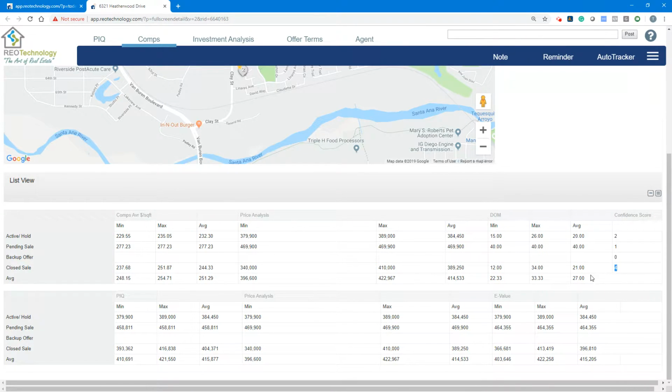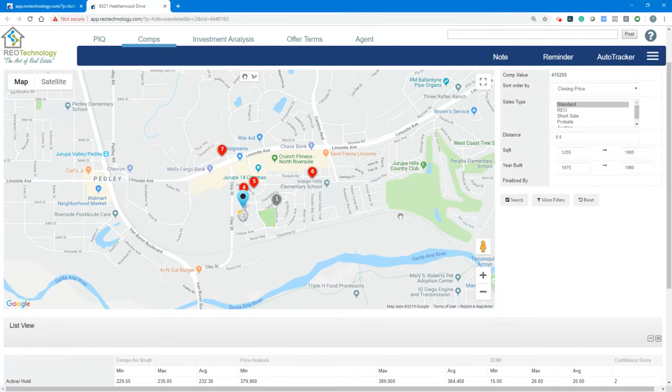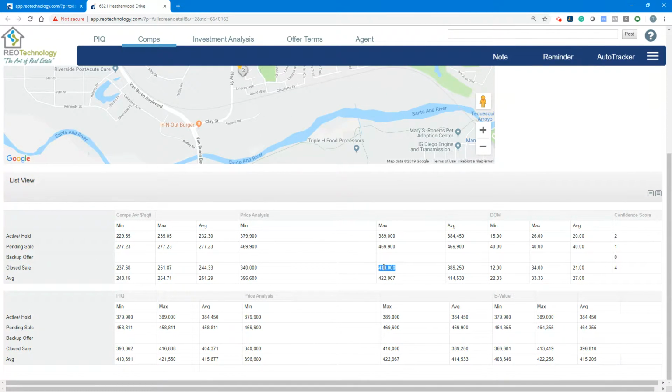So for example, I have the closed sales here. I have 4 closed sales. The highest closed sale is 410. So that tells me no matter what, unless I have some major features and there isn't anything like our property in this particular neighborhood, that's going to be my cap of value.